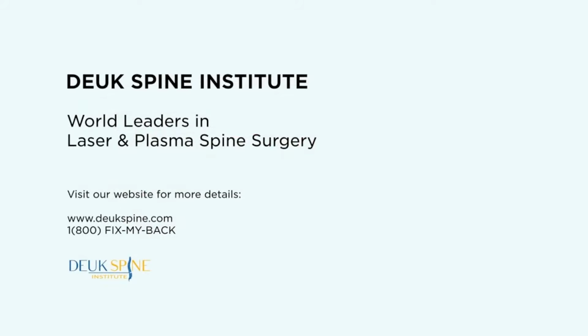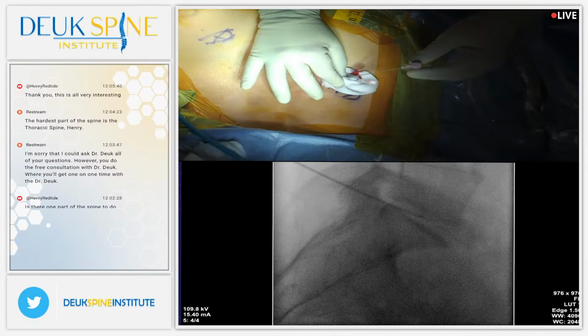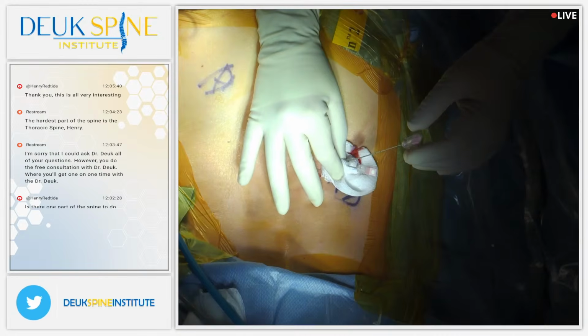1-800-FIX-MY-BACK, 349-6922. We've just made a 7mm or 1/4 inch incision on her back. We're going to do her entire back surgery through that incision. 1/4 inch, the size of a Band-Aid shot. Now, how does the surgery work?